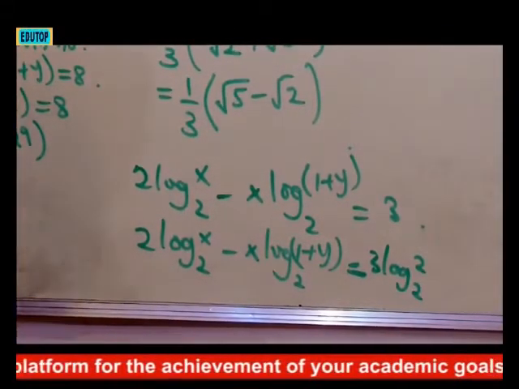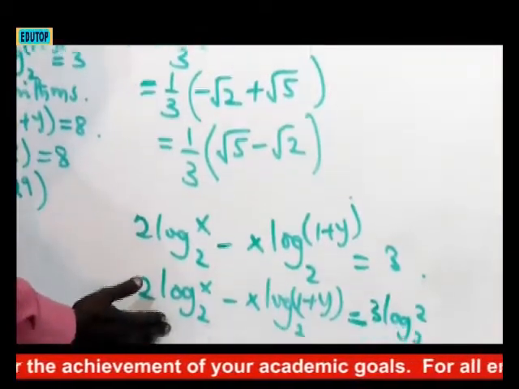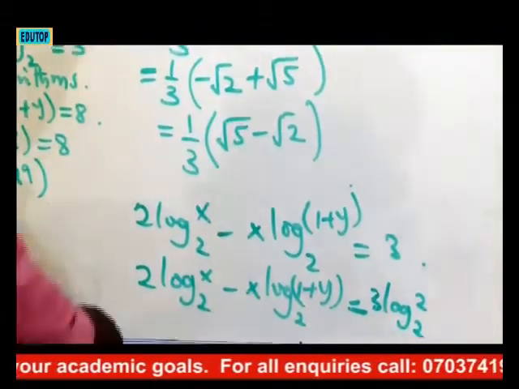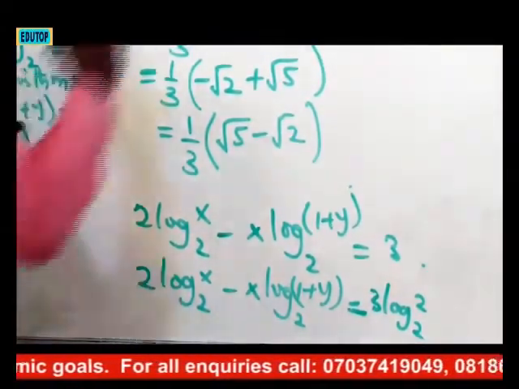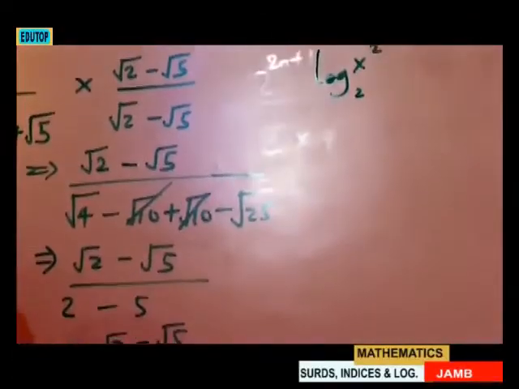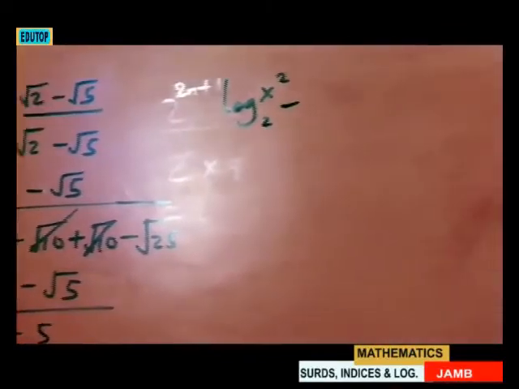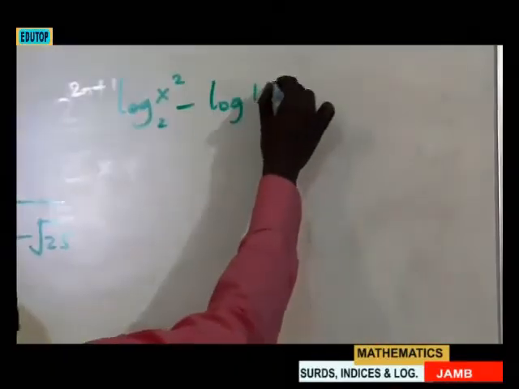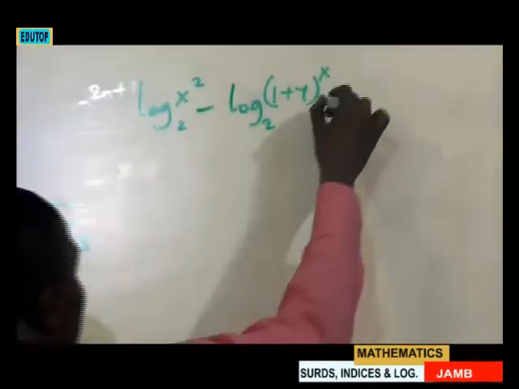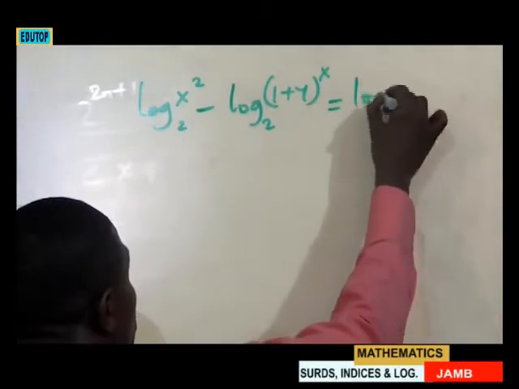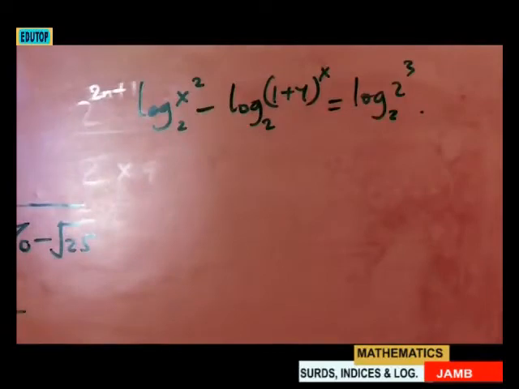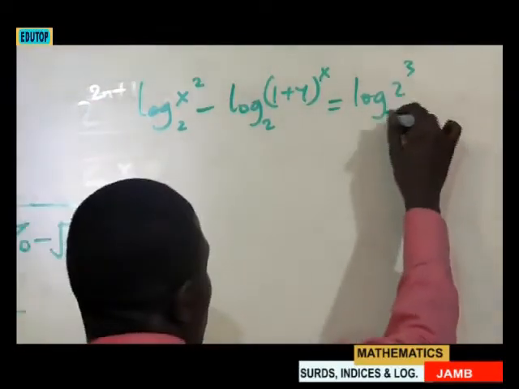So at this point, I can transfer this to this. This can come here, then I have log x squared base 2 minus, this one can also come here, then I have log 1 plus y raised to power x, base 2. Then I have log 2 raised to power 3 base 2.